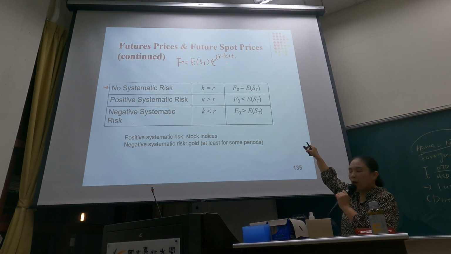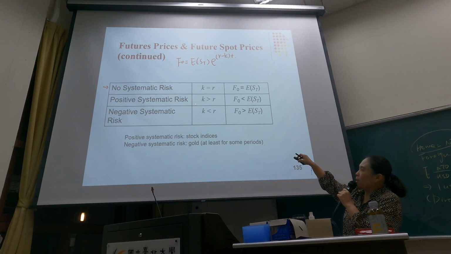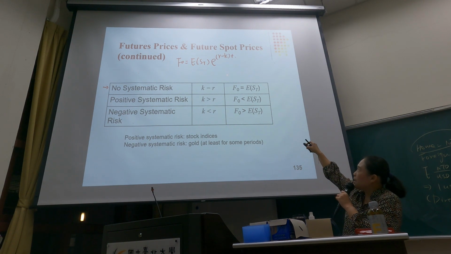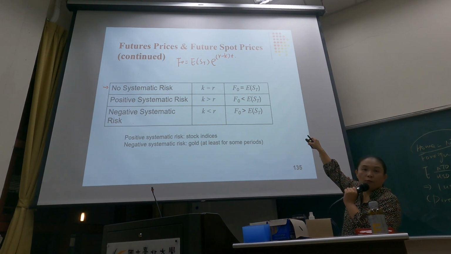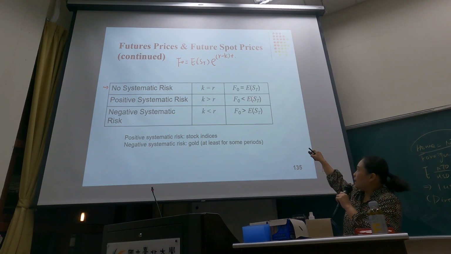Agree? Okay. When your portfolio is more risky, you have a positive systematic risk. Your required rate of return is higher than the risk-free rate. So r minus k is negative, right? So it will drive F0 to become lower than E(ST). Are we okay with that? Okay. So basically, when you take a higher risk, you would have a higher expected price.